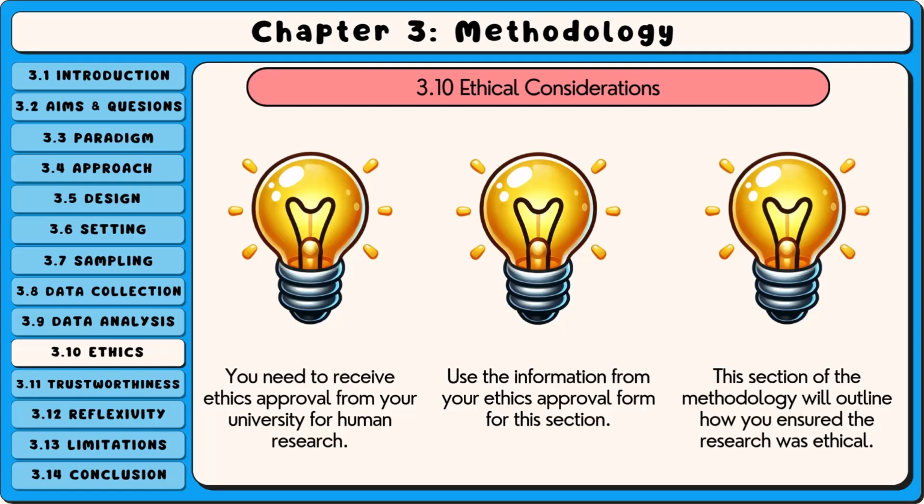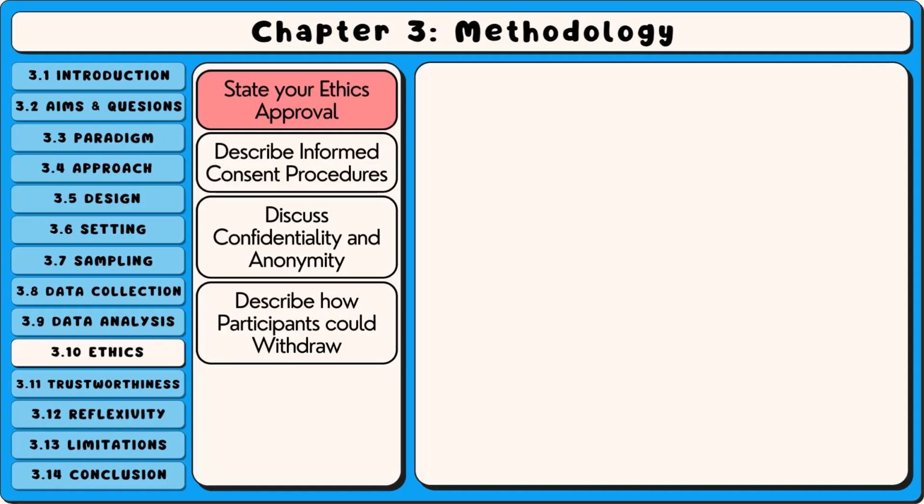If you only conducted data analysis of publicly available texts for a textual or discourse analysis, you may not need to have received ethics approval, but you will still need an ethics section stating why you didn't need ethics approval. This section has 4 steps. First, state the ethics approval that you received. Second, describe the informed consent procedures that were followed. Third, discuss how you ensured confidentiality and anonymity. And fourth, describe how research participants were able to withdraw from the study.